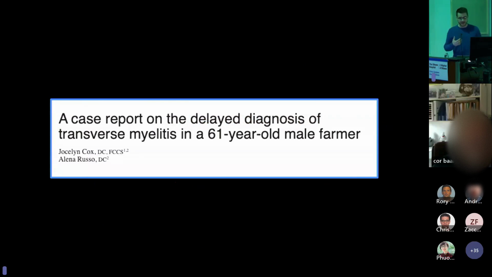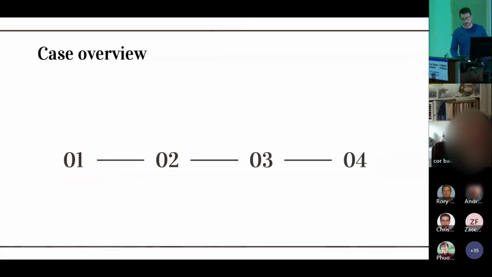So again, I want to highlight a case. This is one I pulled from the literature. I pulled this one because it's a rural farmer from Ontario, and it highlights how challenging this diagnosis can be. But again, I think inadequate assessment plays a really important factor in delays in care. So a 61-year-old farmer presented to a chiropractor's office for back pain. A full neurologic assessment was performed, and it was reportedly normal.